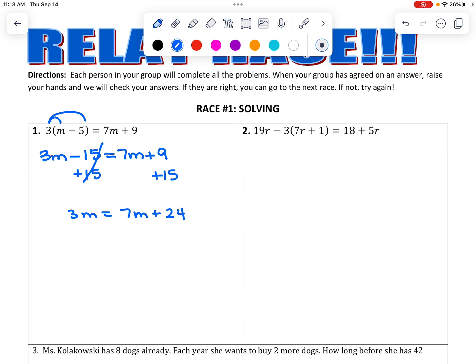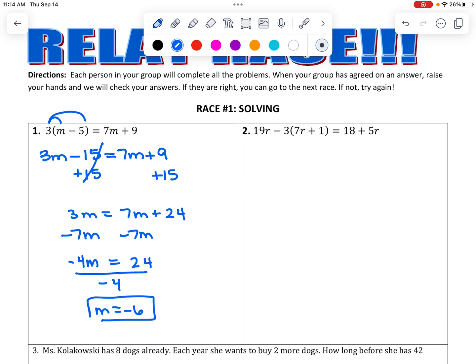Now the other option is to move m's to be together, right? So I'm going to do that by subtracting 7m, so I can take 7m's away from this side, leaving me just 24. And then I can move the -7m's on both sides. Remember again, like here's your equal sign, -7 once to each side. 3 minus 7 is -4. And now I'm going to divide both sides by -4, and m is -6.